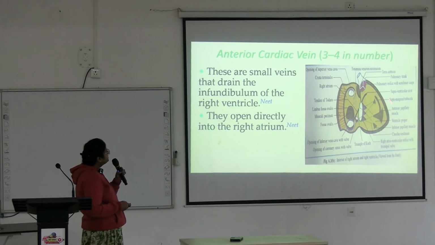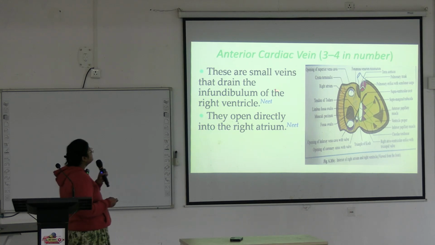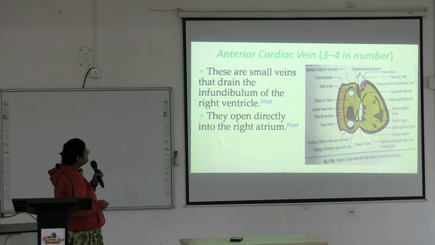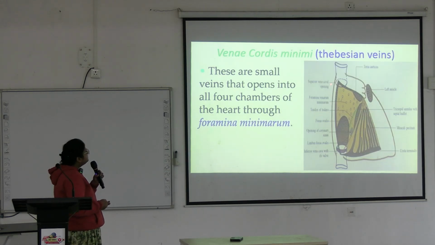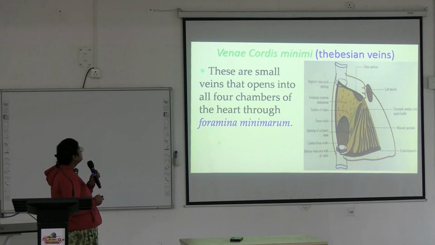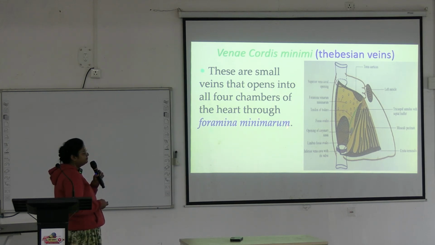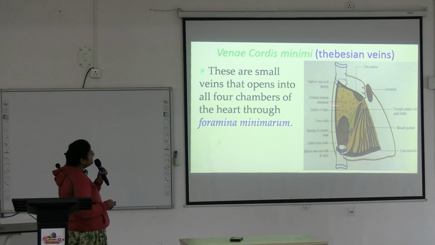Anterior cardiac veins, this is cutting open of the right atrium. Okay, these are small anterior cardiac veins, 3 to 4 in number. These are small veins that drain the infundibulum of the right ventricle, open directly into the right atrium. And these are the opening of venae cordis minimae, also known as Thebesian veins, where multiple small veins are present. These are small veins that open into all the 4 chambers of the heart through the foramina venarum minimarum. Okay, this is foramina venarum minimarum.